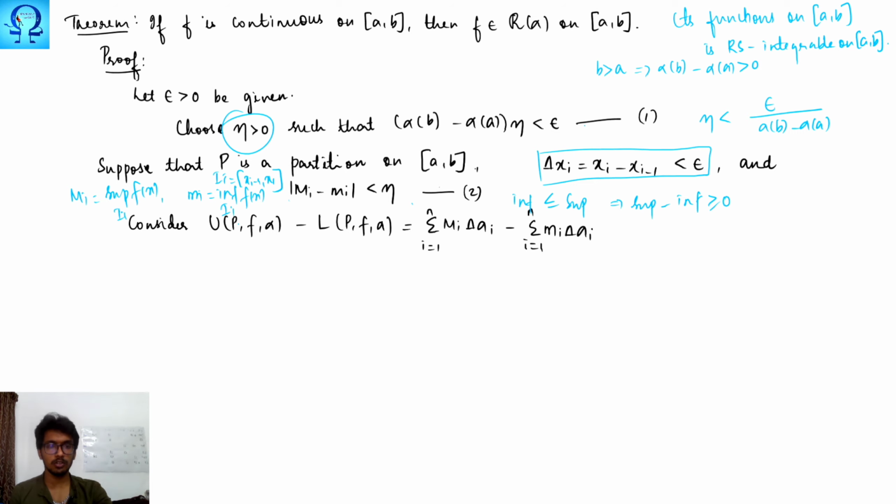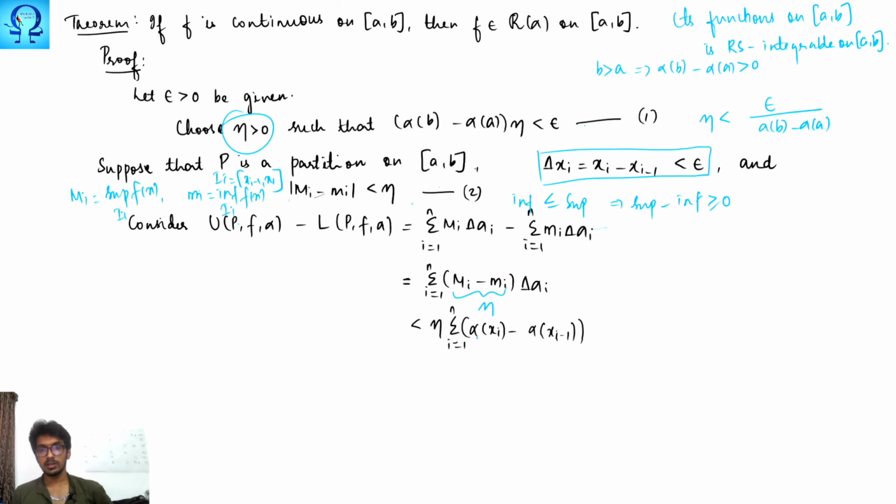Then we consider this one. By definition, what is U(P, f, alpha)? That is the summation i runs from 1 to n, supremum of f on Ii multiplied with delta alpha i. And for L(P, f, alpha), it is the infimum quantity. Right? We are done with this. We just combine things up. By our assumption, this quantity is less than eta. So this is less than eta multiplied with the summation i runs from 1 to n of alpha of xi minus alpha of x_{i-1}.